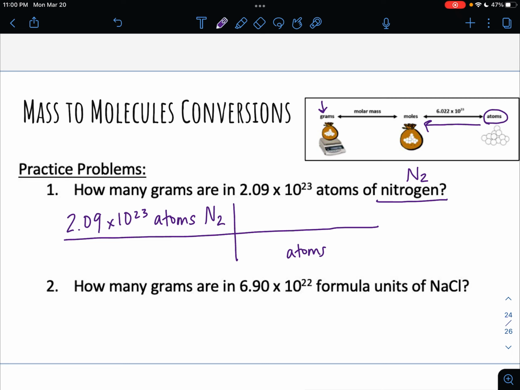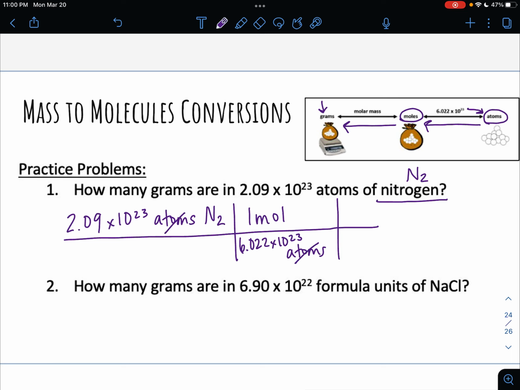In order to get to moles, I have to use 6.022 times 10 to the 23rd. And remember, that number always goes in front of atoms. That's how many atoms there are in 1 mole. Okay, so now I'm at moles, I'm at 1 mole. So I've done the first step of my path. Now I need to convert to grams, and I'm going to use molar mass to do that.